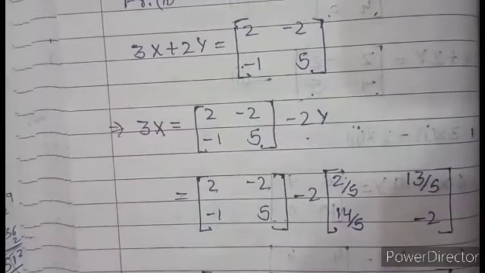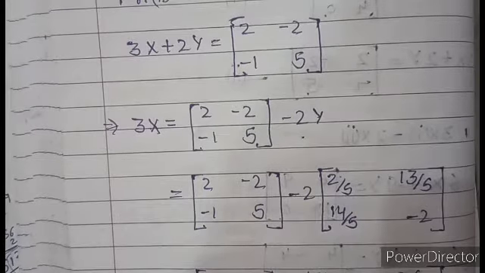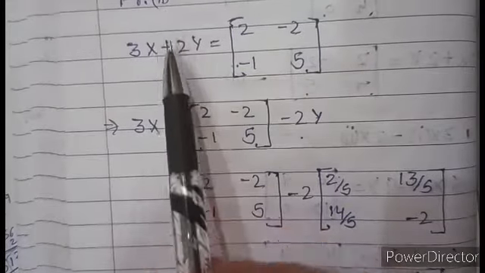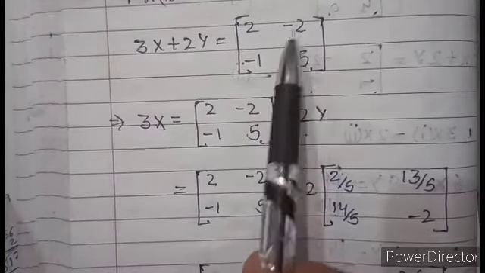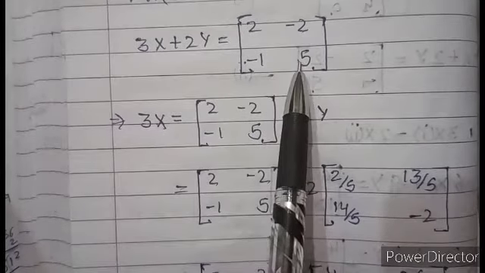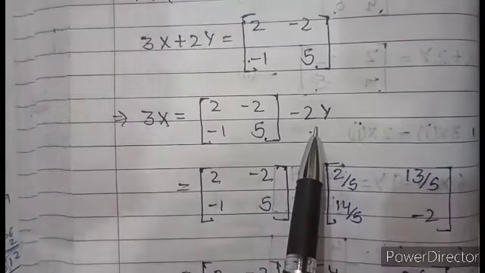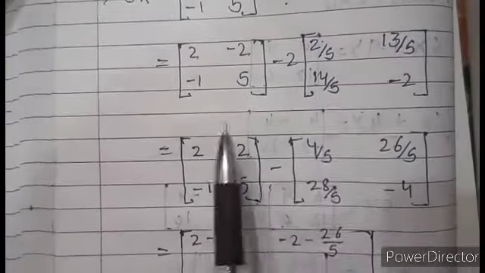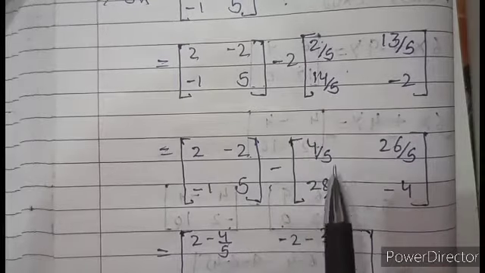After obtaining the value of y, we can put it in either the first or second equation to find out the value of x. Here I am taking the second equation. In the second equation, 3x plus 2y was equal to the matrix 2 minus 1, 5. If we want to find the value of x, we'll take 2y to the right hand side and then put the value of y in it. Now again, a scalar is being multiplied to the matrix. That means 2 will be multiplied to all its elements.